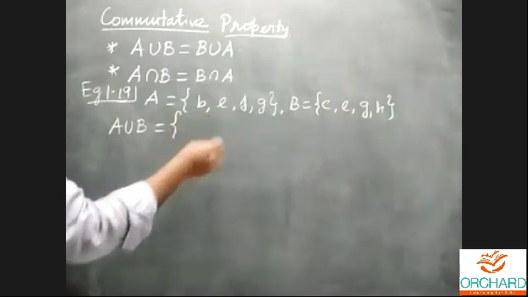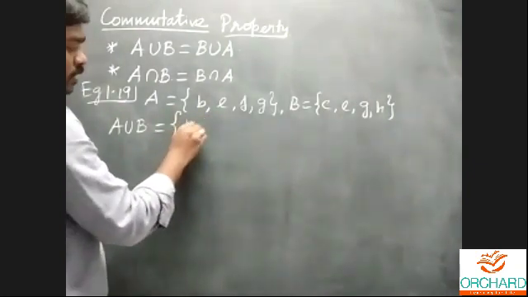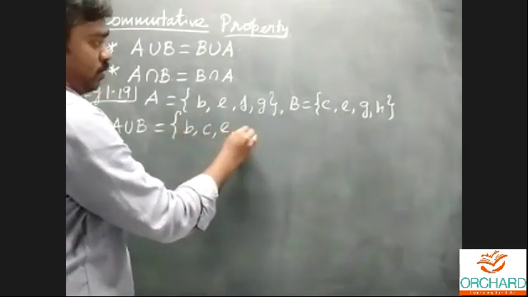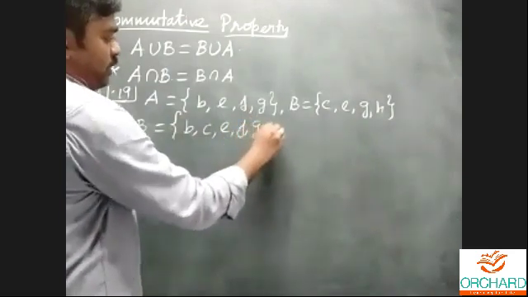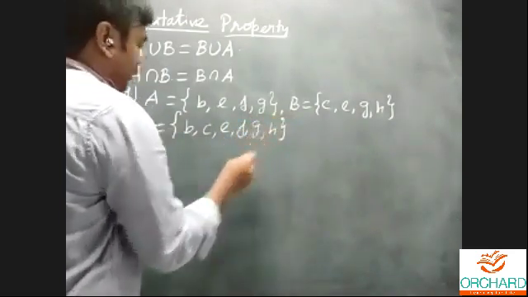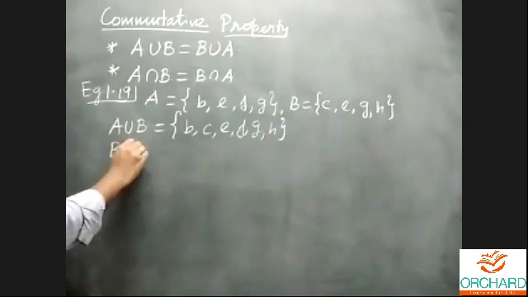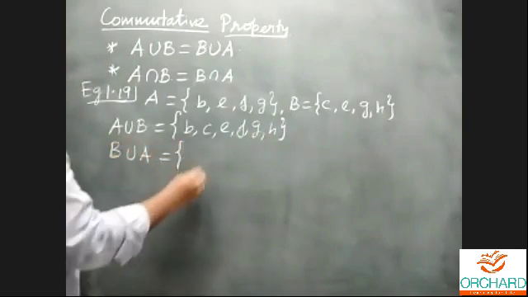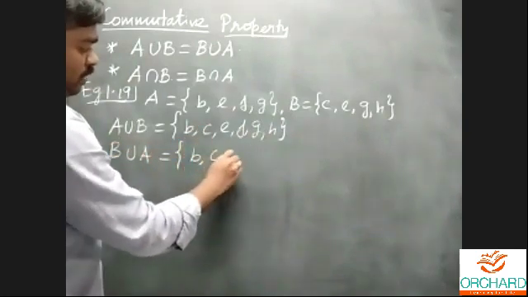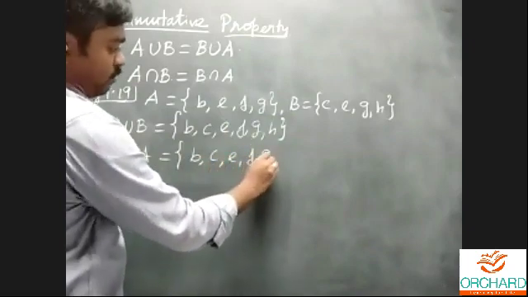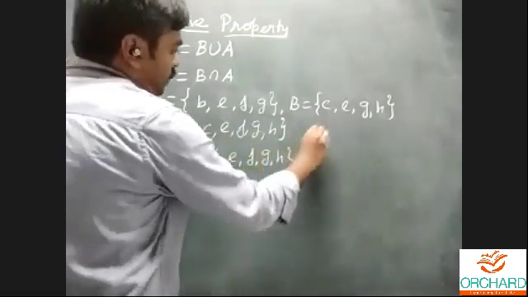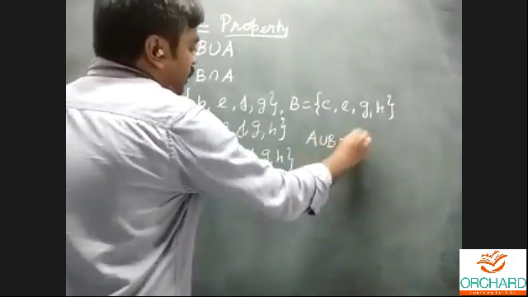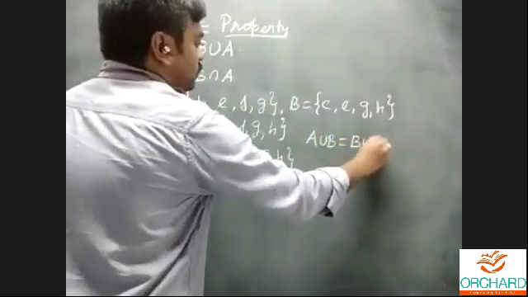Union of the two sets A and B: B, C, E, F, G, H. Next, B union A. Arrange in order: B, C, E, F, G, H. These two are equal. A union B and B union A are equal.